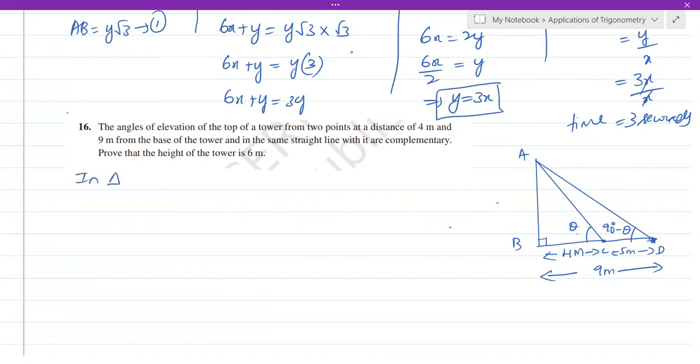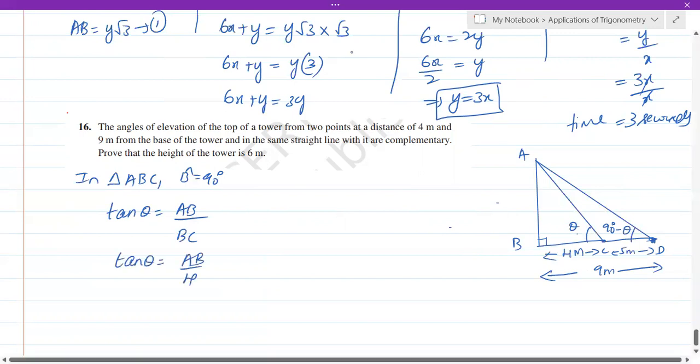So let me take the triangle ABC, in which B is 90 degrees, and let me use tan itself. So the angle is theta. Tan theta is opposite by adjacent. Opposite is AB, adjacent is BC. So tan theta is equal to AB by 4. If you send 4 to the other side, you get 4 tan theta is equal to AB. Or let's keep it as it is: tan theta is equal to AB by 4. Let's take this as equation 1.